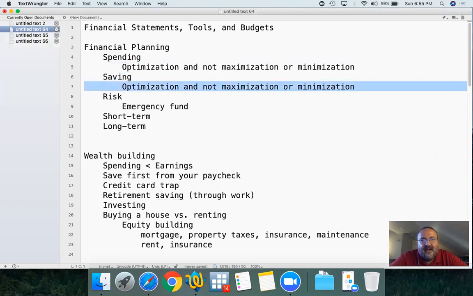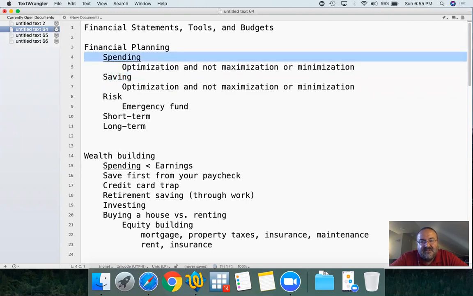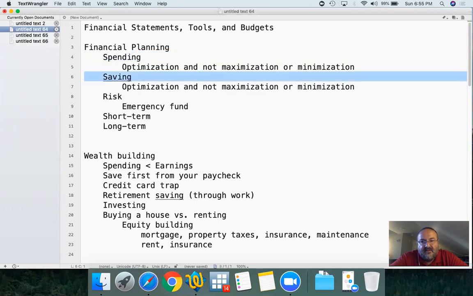Now, again, I put down the same note here with respect to optimization and not maximization or minimization. Saving refers to saving for your retirement, saving for emergency funds, saving for certain purposes. For instance, you want to save for next year's college, perhaps buying a car, perhaps buying a house, perhaps getting married, for a vacation. While we're earning and spending, we also have to save.